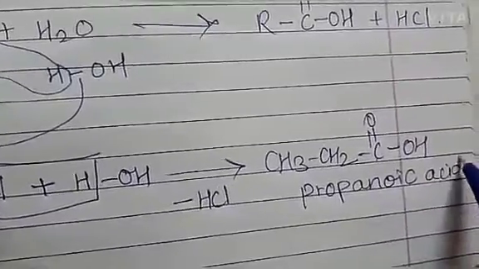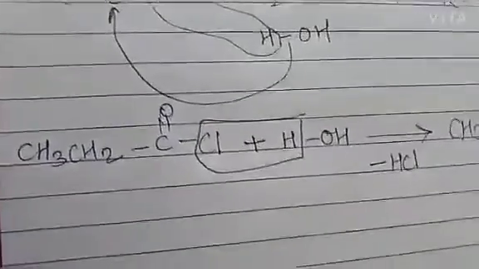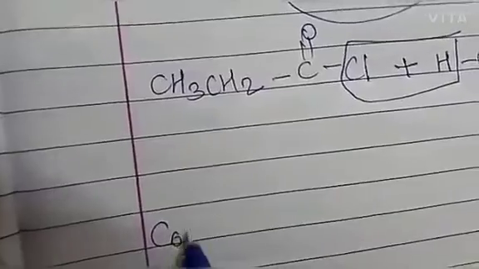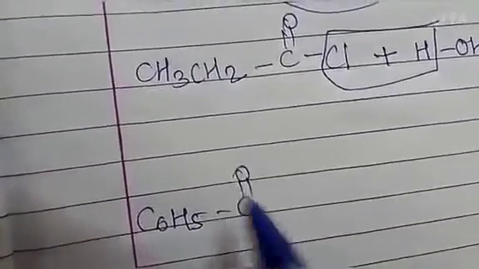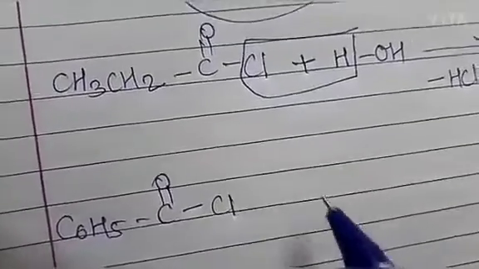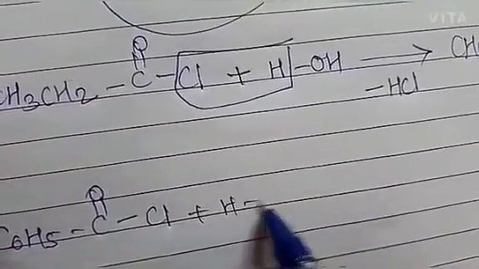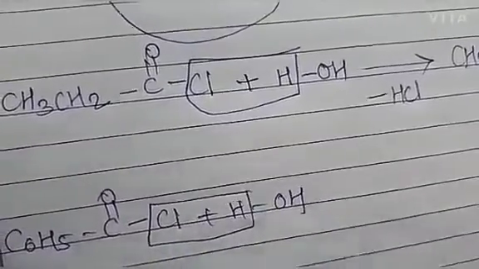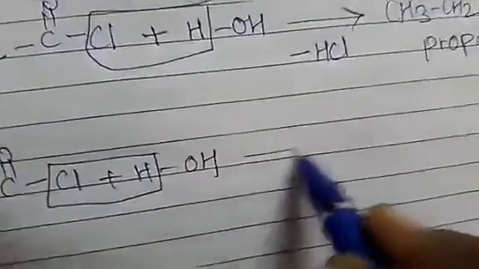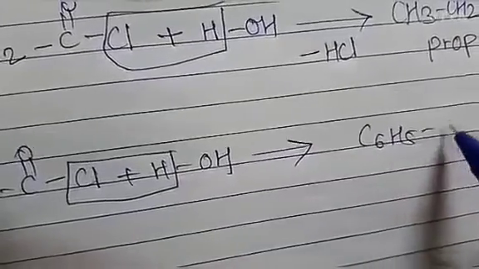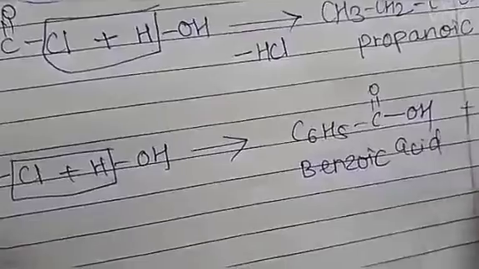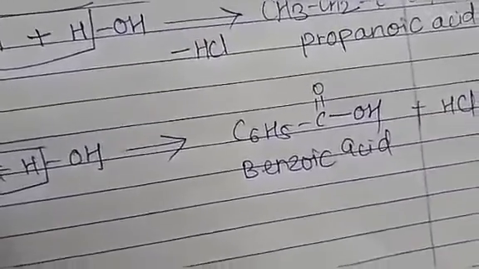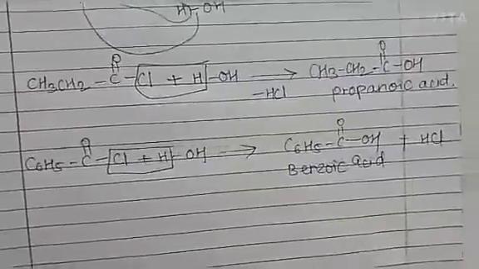Propionic acid. Let us see one example of aromatic acid. This R I will replace by phenyl C6H5, C double bond O Cl, that is benzoyl chloride, plus HOH. It will give the byproduct HCl. Then it will form C6H5COOH, that is benzoic acid, and the byproduct is as usual HCl. These are the two examples we have seen.